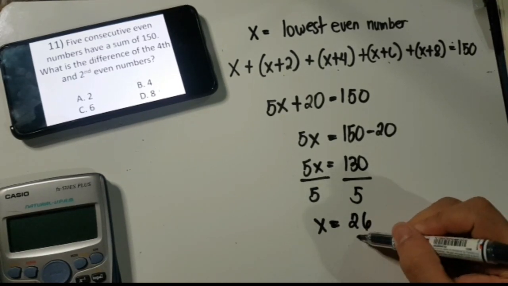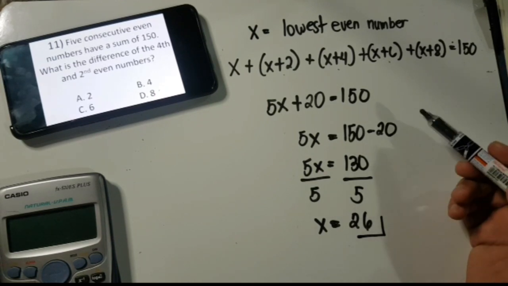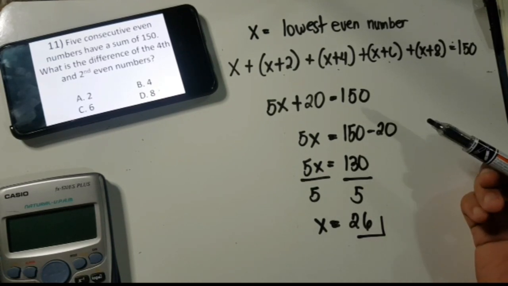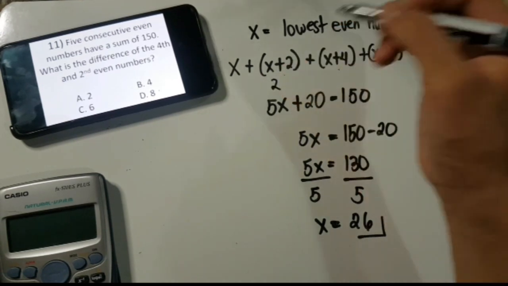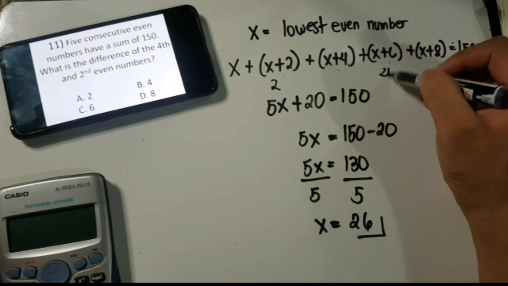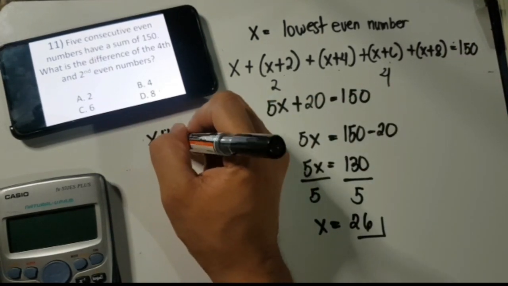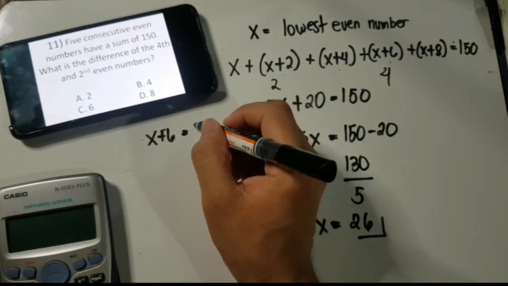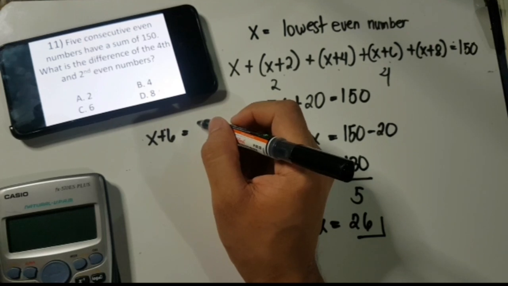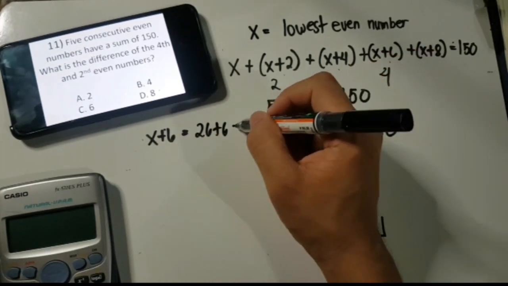So, ang lowest even number natin, which is x, is 26. So, hinahanap natin yung difference ng fourth number at the second number. So, ano ba yung second number natin? Ito yung second, third, and fourth. So, x plus 6. So, that is 26 plus 6. So, 26 plus 6, that is 32.